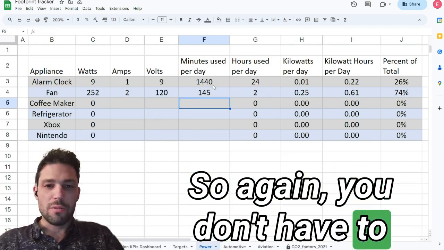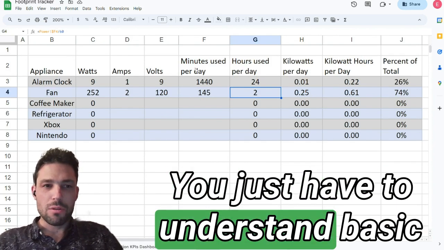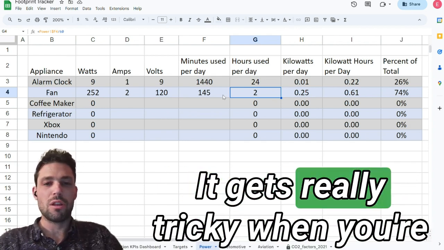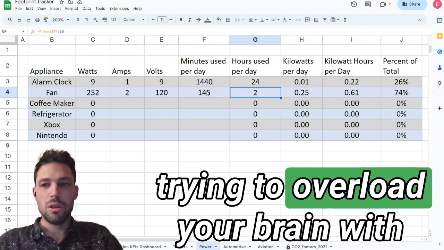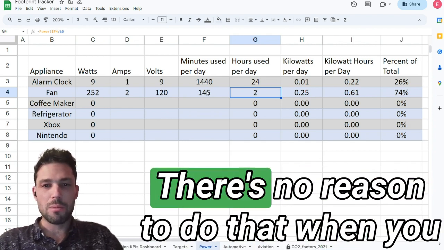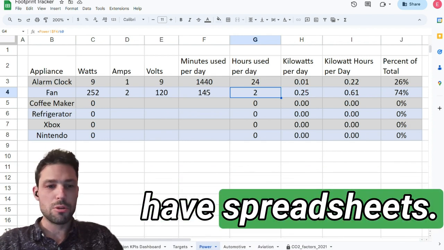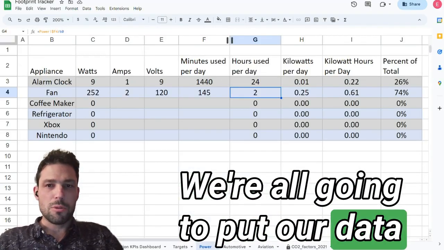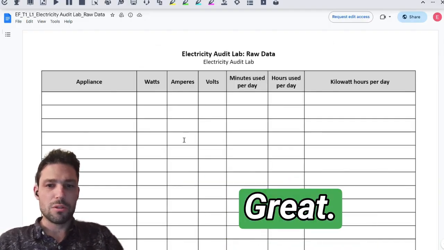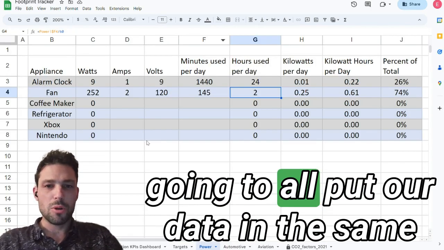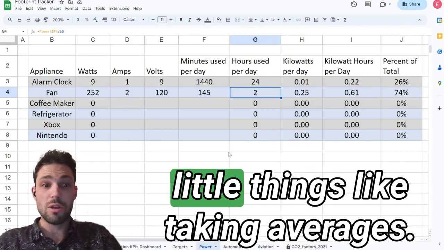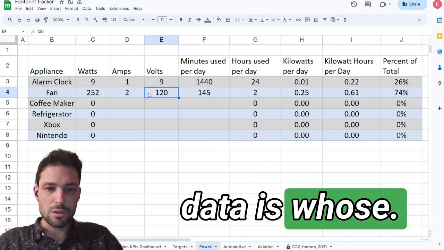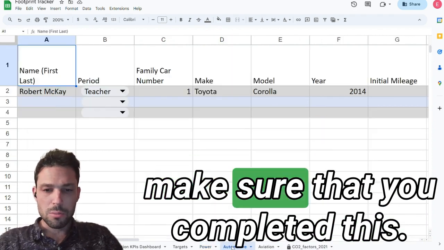So again, you don't have to do all the math by hand; understand the operations, how they work, and why all unit conversion is needed. It gets really tricky when you are trying to overload your brain with full math at the same time. That's the reason to use spreadsheets. Okay, I've beat that dead horse enough. If you've already done this, great. You got the mental math practice, but tomorrow we're going to all put our data in the same sheet, and then we can do nice little things like taking averages. So I need to put a name next to this so we know who is who's going to make sure that you completed this.